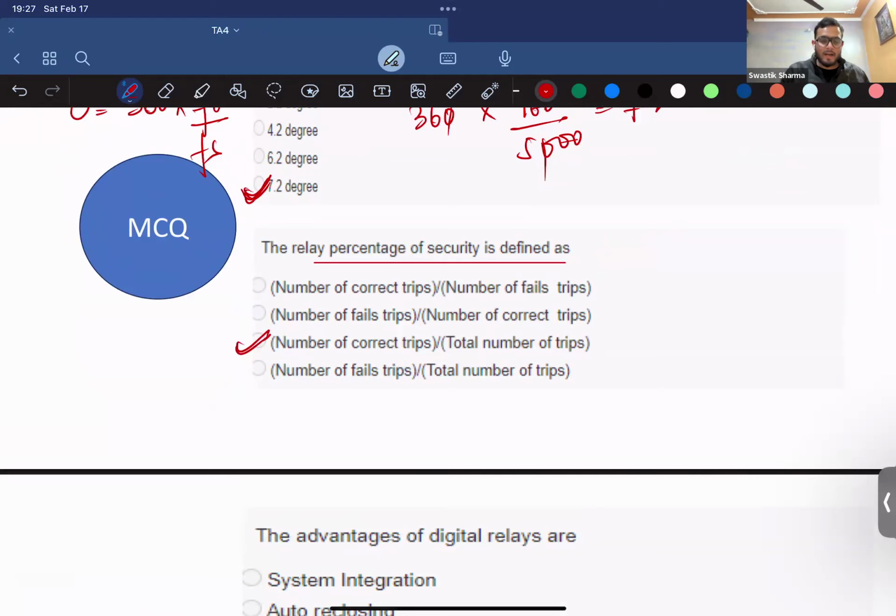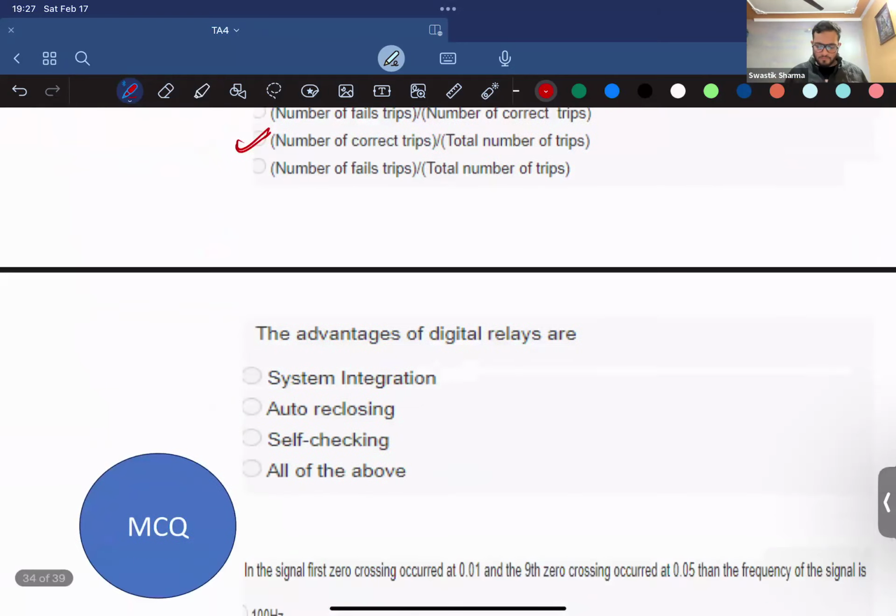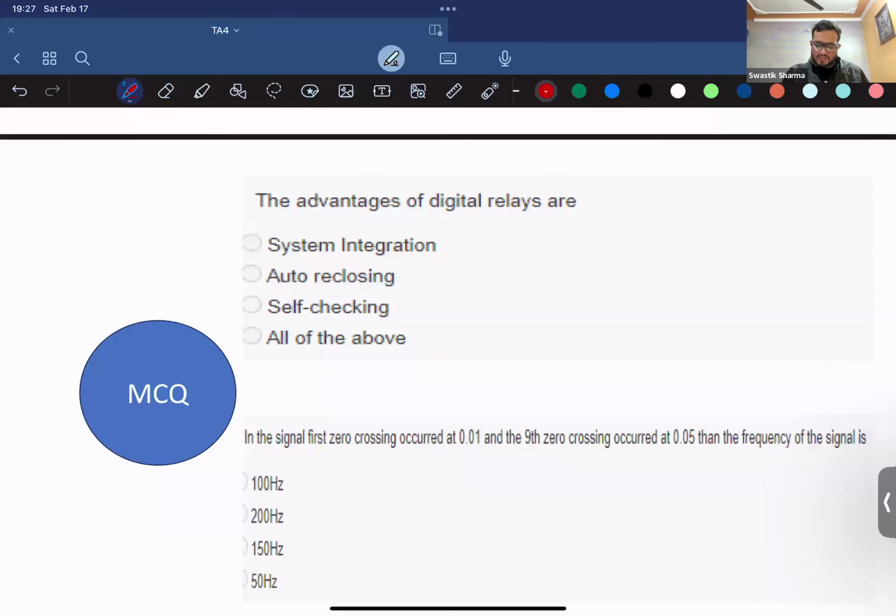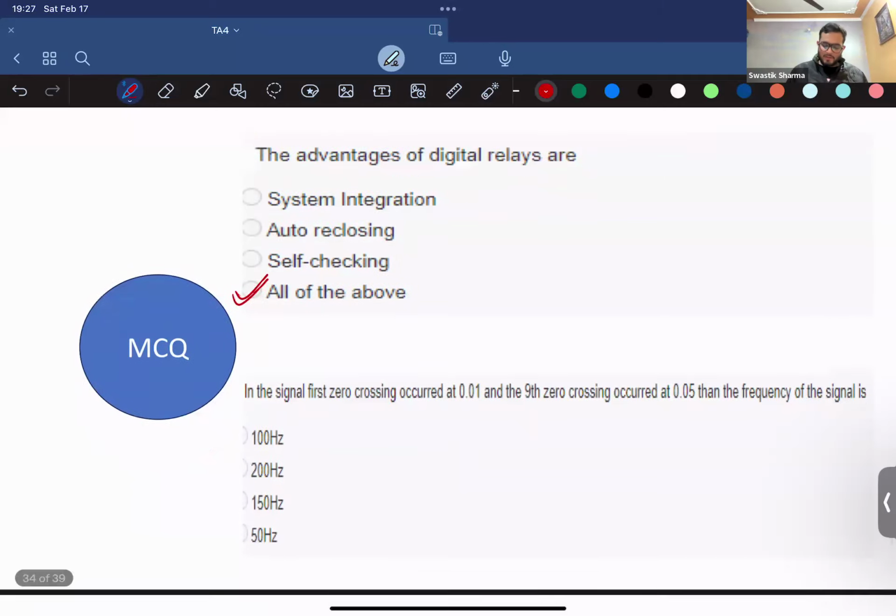So what is security? You don't want it to falsely trip at a point where you don't want it to trip. So you can get that number from the number of correct trips divided by the total number of trips that it has done. Okay, what is the advantage of digital relays? It's very easy, right? All of the above. Yeah.